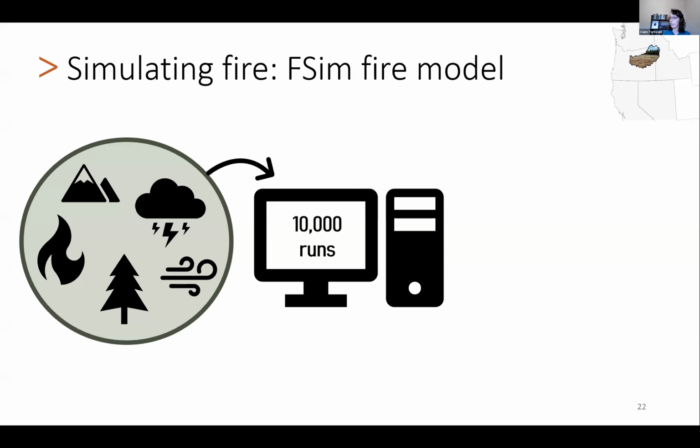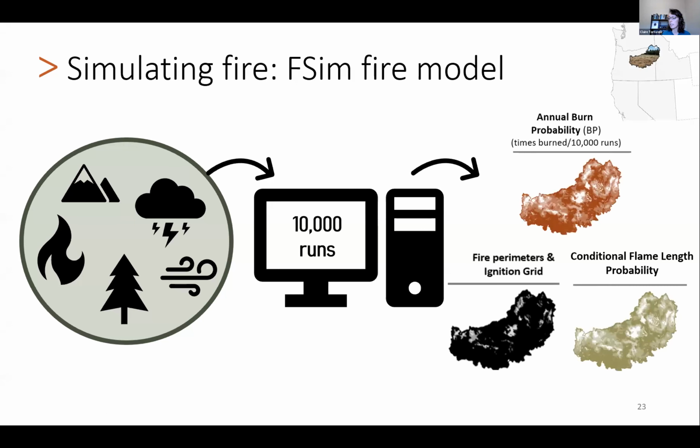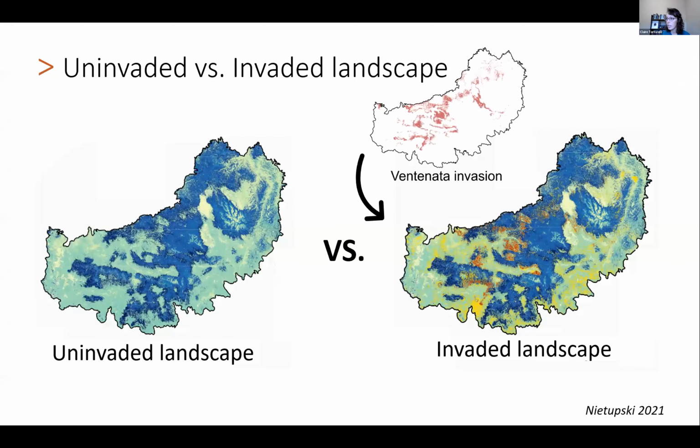So what does this mean for landscape scale fire? We simulated fire across the entire ecoregion using FSim, a large fire simulator. It takes into account things like topography, historic fire, weather, fuels, and ignitions, and outputs maps of burn probability, as well as burn parameters for all of the simulated fires and flame lengths. We ran FSim twice on the entire Blue Mountain ecoregion, once with our uninvaded landscape, as is, with low fuels in the scablands, and once where we added fuels where we have mapped the Ventenata invasion.